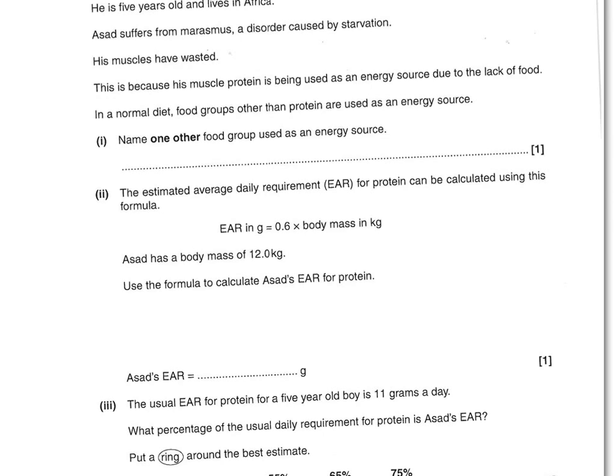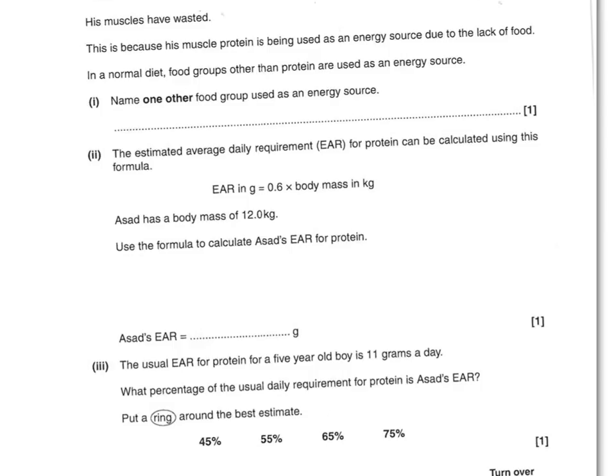The estimated average requirement, EAR, for protein can be calculated using this formula. There it is. It says Assad has a body mass of 12 kilograms. Use the formula to calculate Assad's EAR for protein. So all you have to do is put that 12 into there. So it's going to be 0.6 times 12, which equals 7.2 grams.